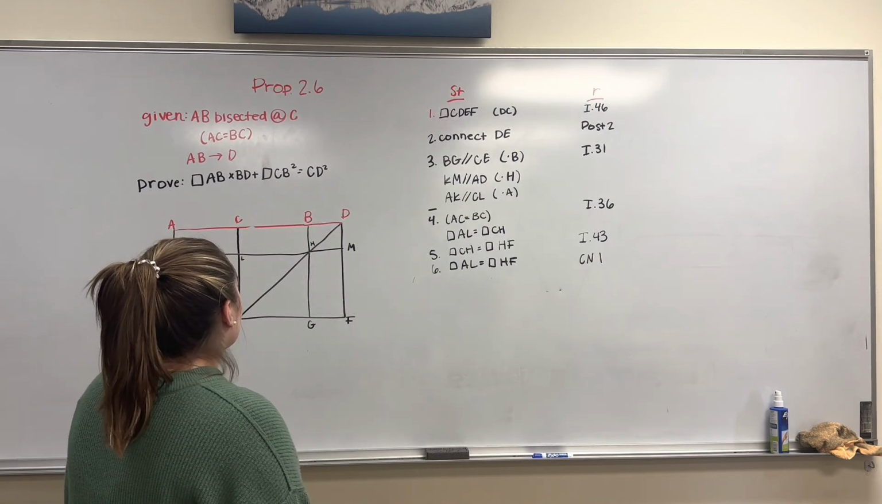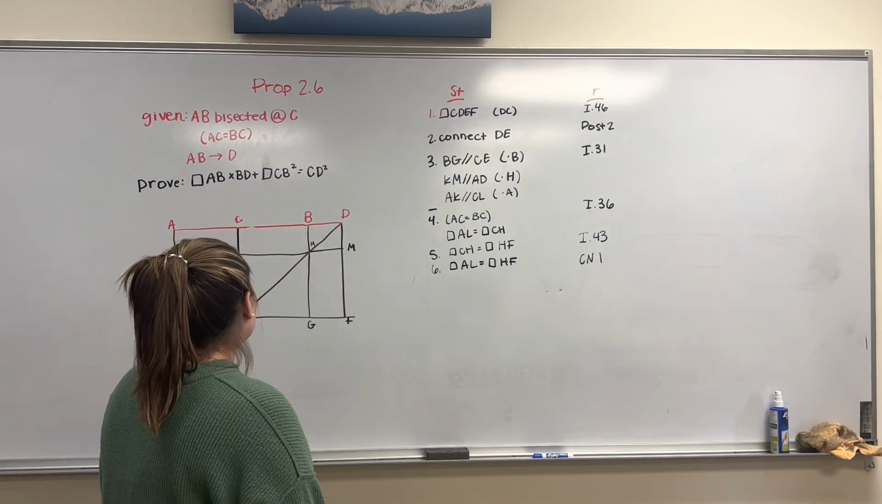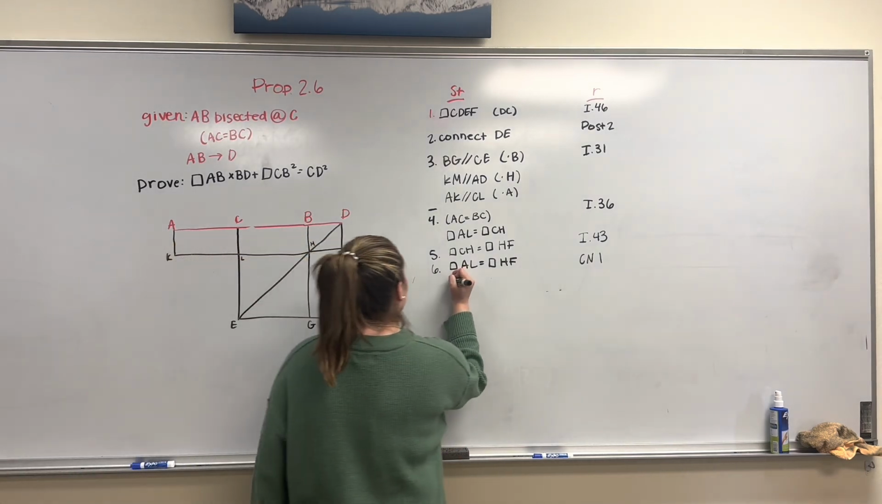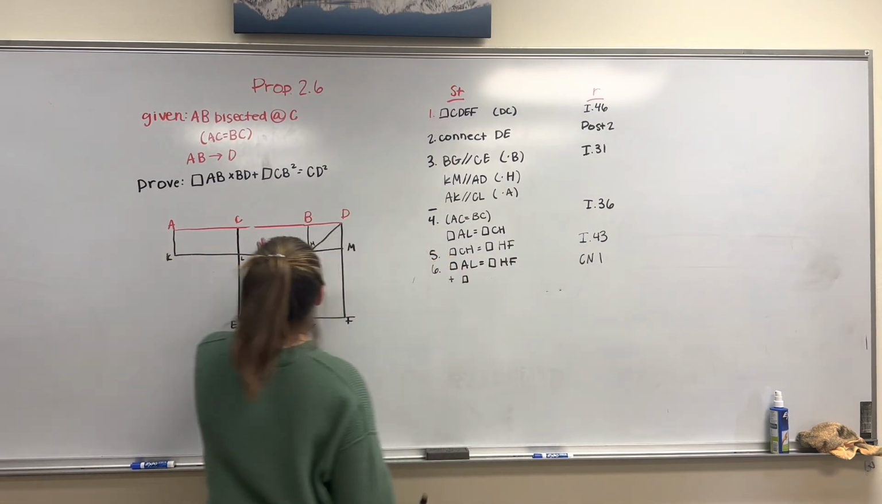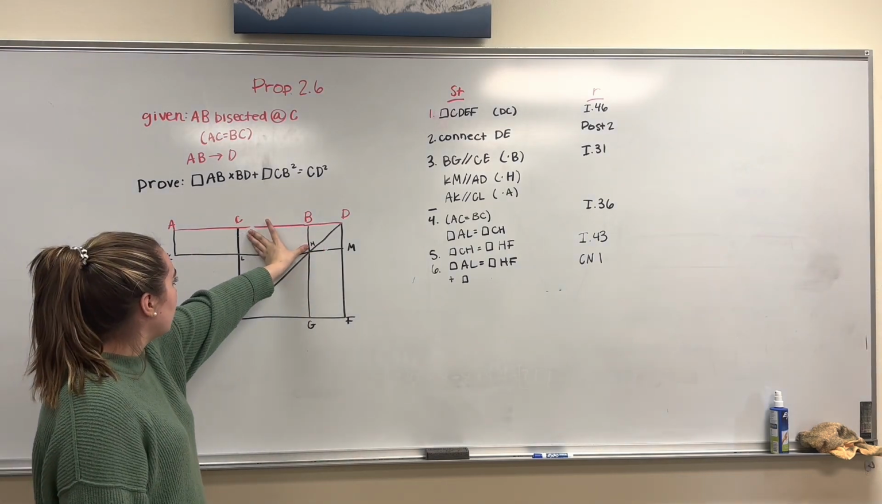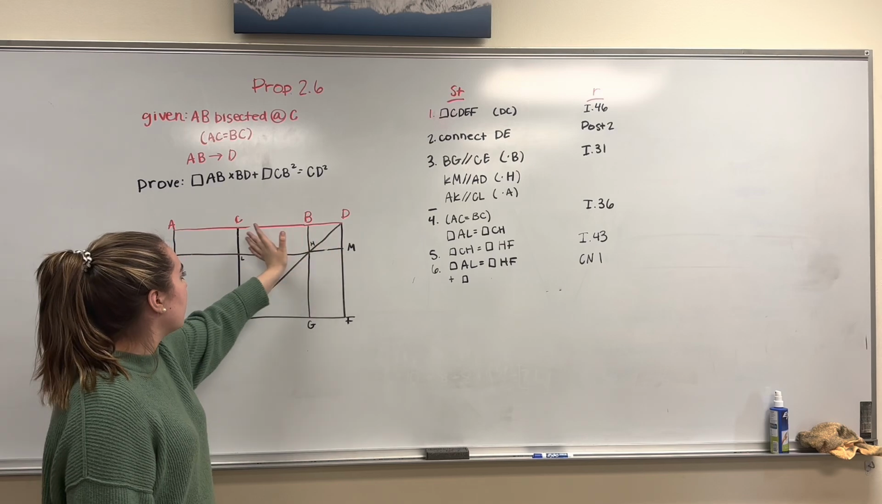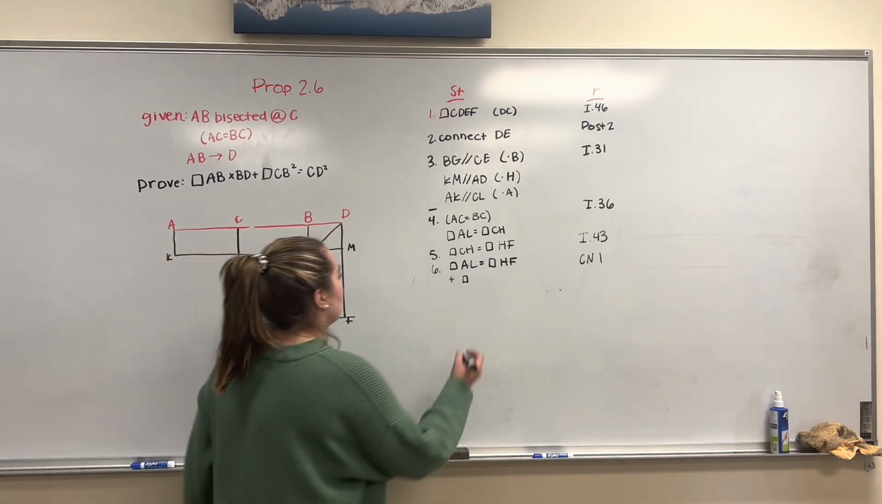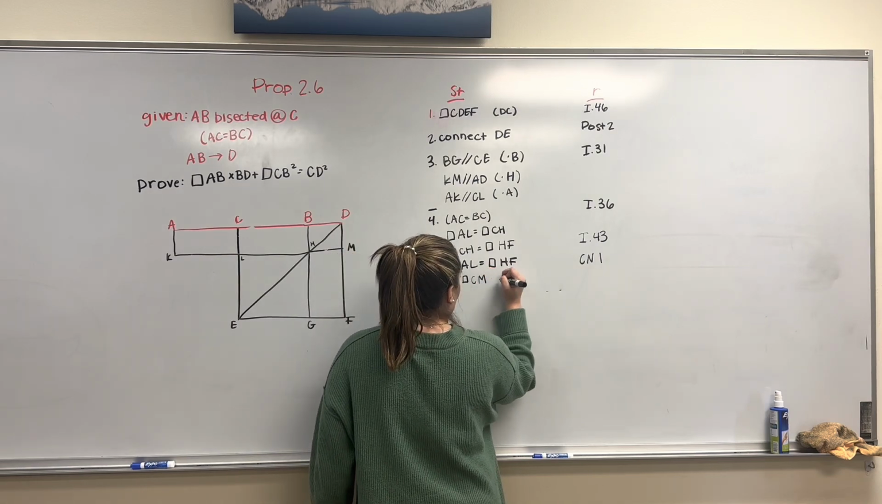So now we are going to add something to both of these. We are going to add this chunk right here. We're going to add CM to both. So it's this figure right here, and this figure right there, that connect to make this larger figure CM. So we're going to add it to both sides.